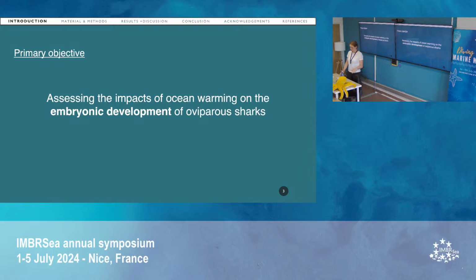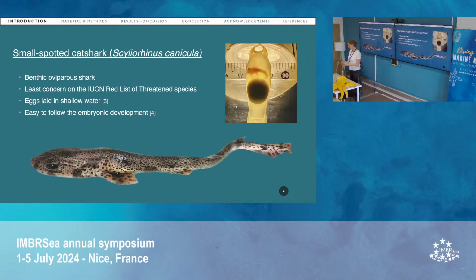We worked with the species Scyliorhinus canicula, the small spotted catshark, that is really common to work with in a lab because it's easy to keep in captivity. It's a benthic oviparous shark, not considered threatened by extinction. It was also really interesting to work with because, as you can see in the picture here, it's easy to see the embryo through the egg case without disturbing it. So that was perfect for us.